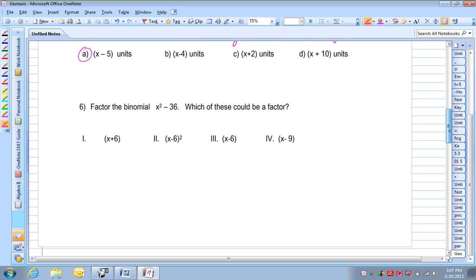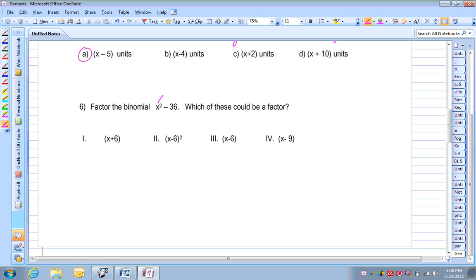Okay, let's move on to 6. It's asking us to factor the binomial x squared minus 36. And which of these could be a factor? Well, we have to look first at GCF, and we don't see anything that these 2 terms have in common. The next thing we do is see if we have a difference of perfect squares. Well, I realize I have 2 things being subtracted from one another, so that's a big hint. So we're on the right track for difference of perfect squares because of the subtraction sign.